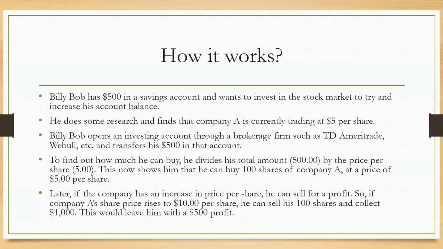To find out how many shares of that company he can buy, he's going to take the amount he's investing, which is $500, and divide it by the current share price of that company. So he'd do 500 divided by 5, and that'll give him 100, meaning he'll own 100 shares of company A. Let's say in a month or 2 months down the road, the stock has steadily been increasing, and it gets to $10 per share. Then Billy Bob can make a decision to sell those 100 shares, collect $1,000, and he'd have $500 in profit.